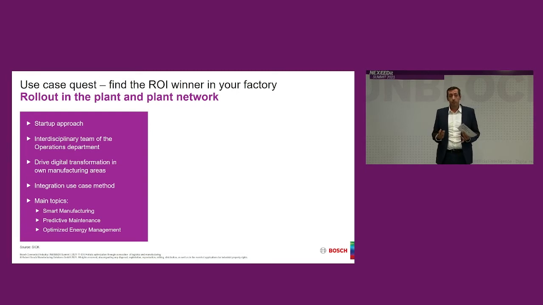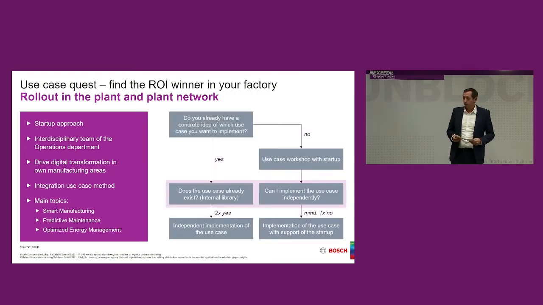We have 3 big topics relevant for us. The first one, the smart manufacturing. We want to understand our processes better. The second one, maintenance, not predictive maintenance now. I say digital maintenance now, but definitely we will get predictive maintenance. And the third one, for sustainability, shop floor or manufacturing, is the optimized energy management. Therefore, we have a process.